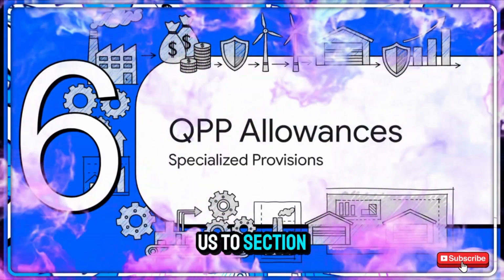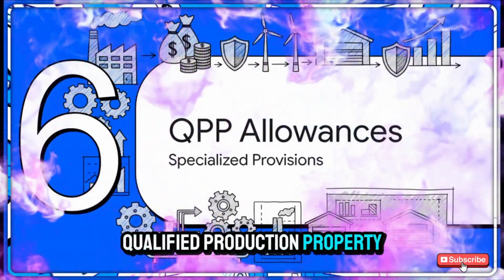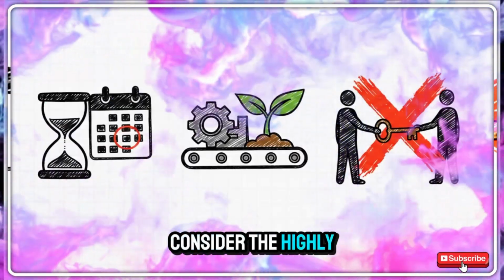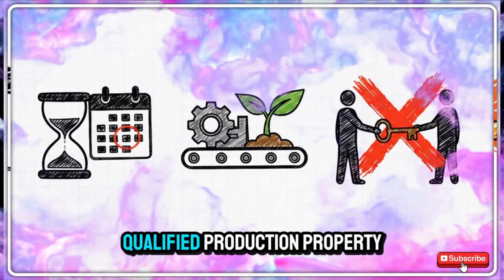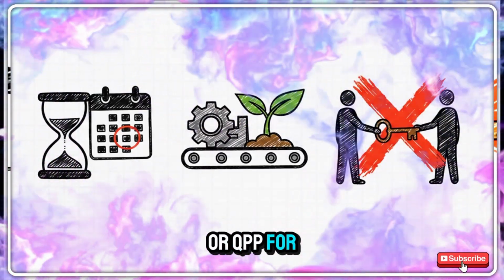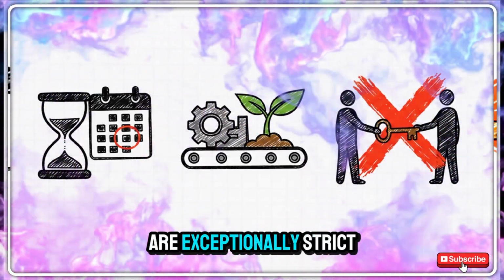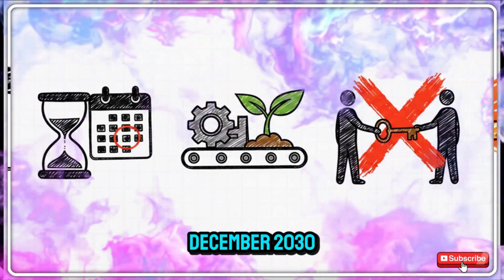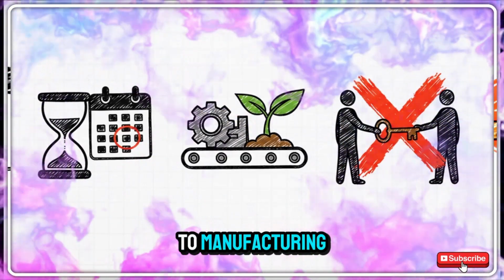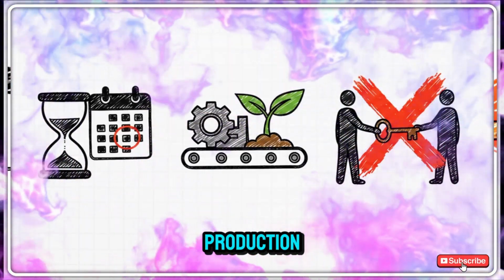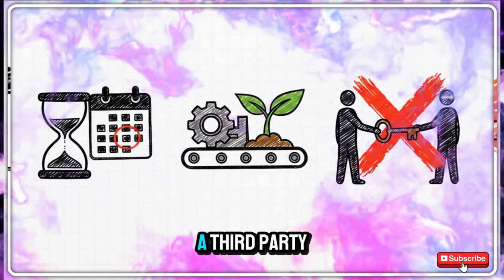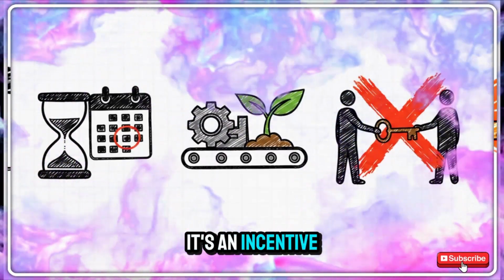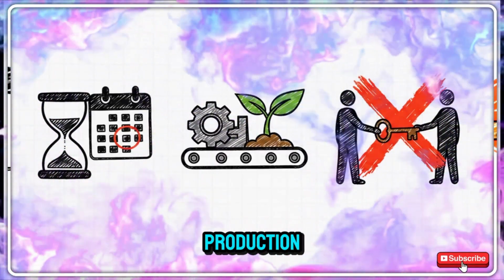And that brings us to Section 6, Qualified Production Property Allowances, Specialized Statutory Provisions. Consider the highly specialized elective provision for qualified production property, or QPP for short. The criteria here are exceptionally strict. The property must be placed in service between July 2025 and December 2030, and it has to be integral to manufacturing, agricultural, or chemical production. Crucially, if you lease this property to a third-party operator, the allowance is completely invalidated. There's no way around it. It's an incentive that is strictly reserved for active production.